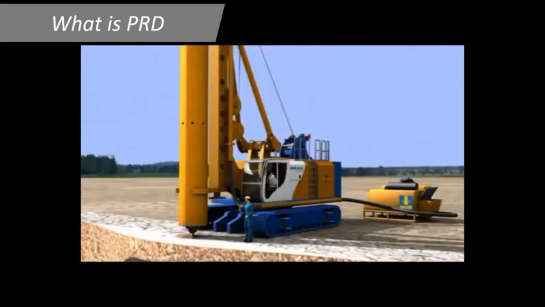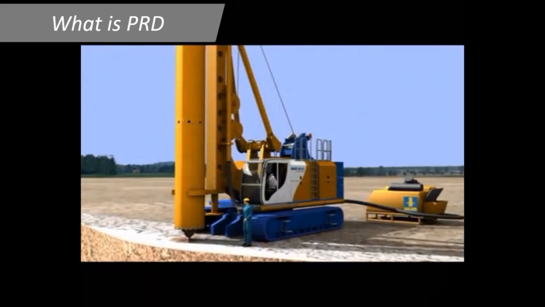Then what is PRD? PRD is percussion rotary drill that inserts casing and excavates to a certain depth using excavation equipment, and inserts the steel column for the main work to prevent the collapse of the air work. Before I explain, let's take a look at the video clip to help you understand what PRD is.